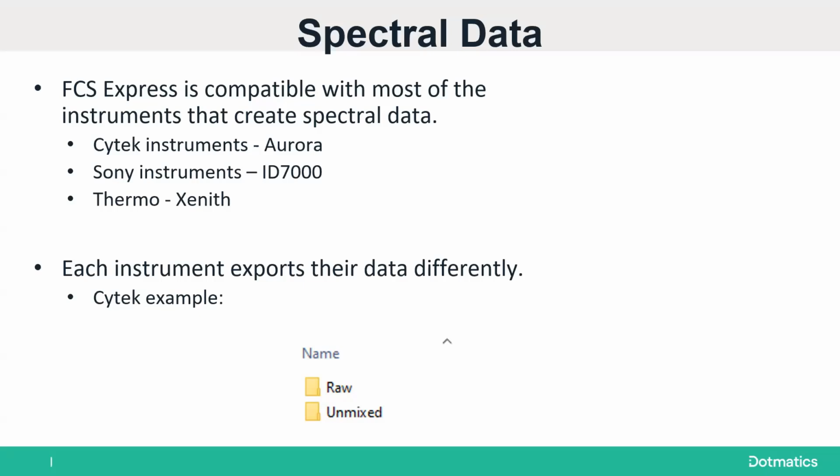So here's an example of Cytek. They have a raw and an unmixed folder, but it's really important that you're able to know this. So when you come into FCS Express with spectral data, if you're going to use raw data and unmixed data together, just know where the folders are so that you're able to read this correctly. And I'm going to show you in a moment where this information is for the instrument data loading in our options.